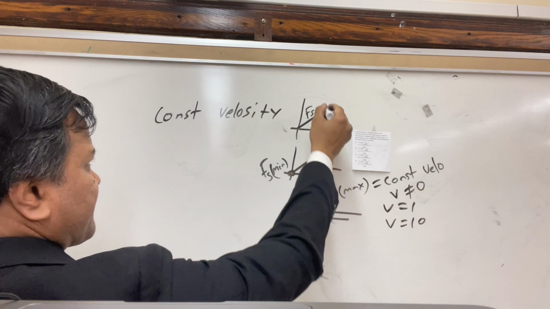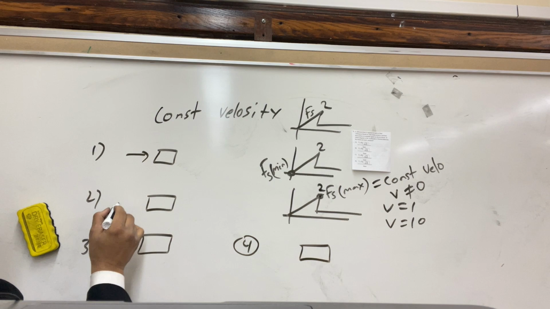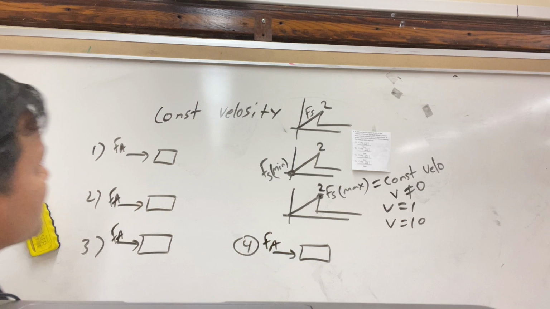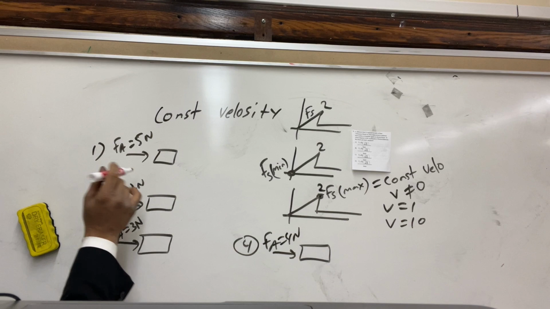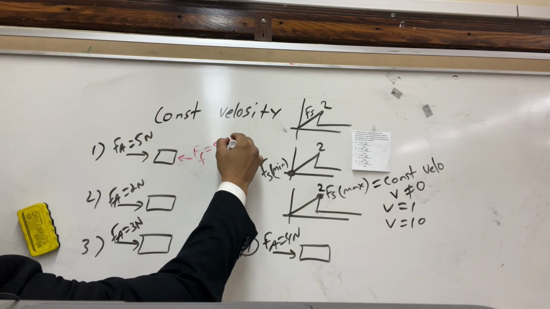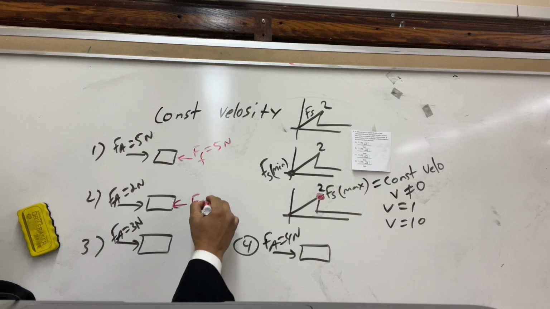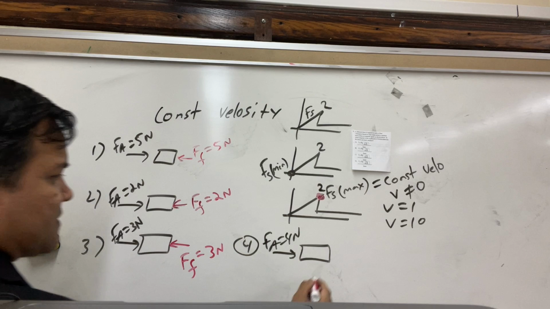So scenario 1, I have this. Scenario 2, I have this. Scenario 3, I have this. And scenario 4, I have this box. So there is some applied force, Fa, Fa, Fa, and Fa, and that is 5, 2, 3, 4. As soon as you apply 5 Newton, this must also be 5 Newton. Ff has to be 5 Newton. Otherwise, you don't have the constant velocity. You can have constant velocity when this and this cancel. This Ff must be 2 Newton then. Then for constant velocity, Ff must be 3 Newton. So Ff must be 4 Newton.